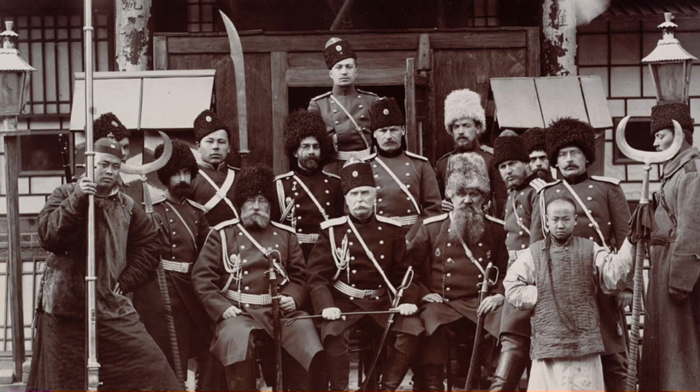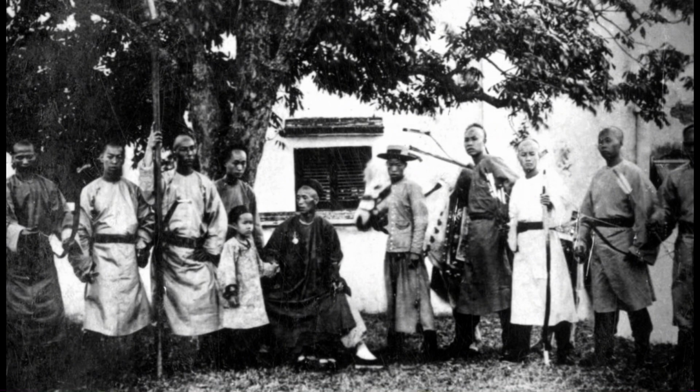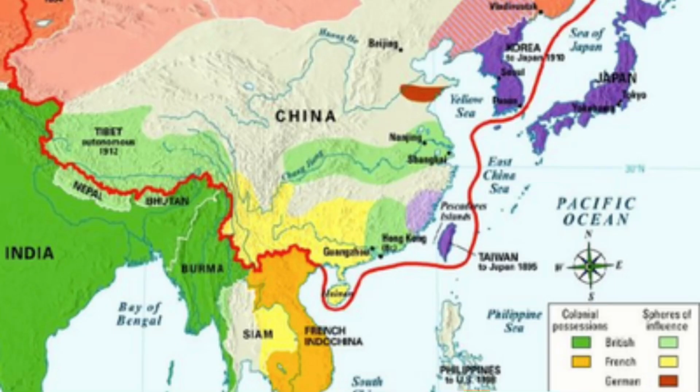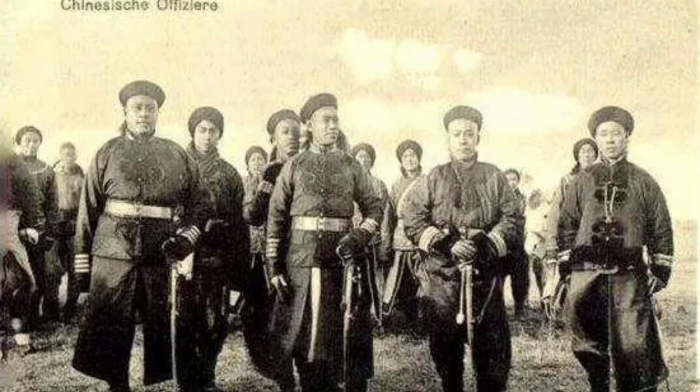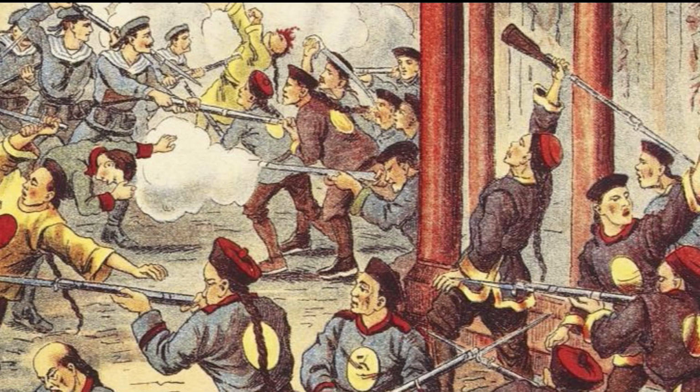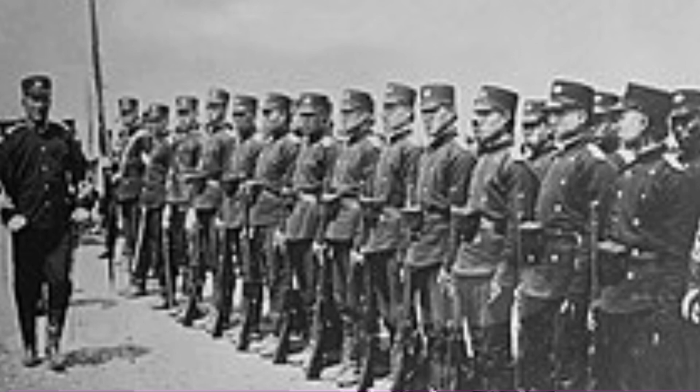Yi He Tuan, meaning righteous and harmonious fist, otherwise known as the Boxers. This is due to their practice of martial arts that highly represents boxing. Their main goal was to force all of the foreigners out of China. Most members were armed with spears and swords. Some had access to firearms. In certain areas, the members had better weapons compared to the imperial army.